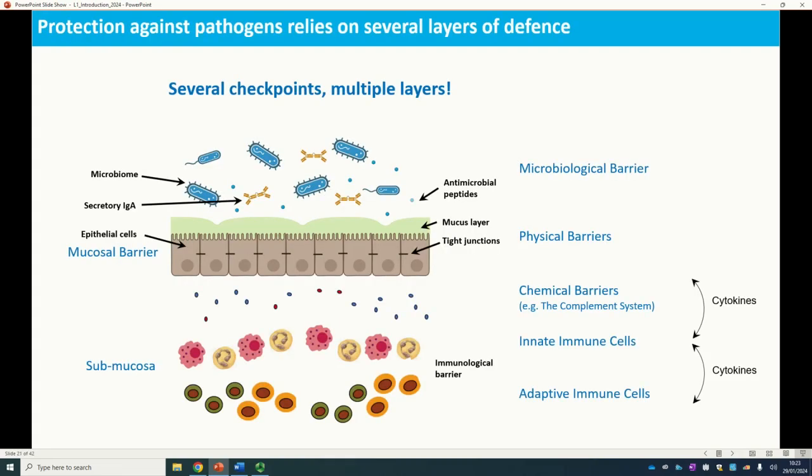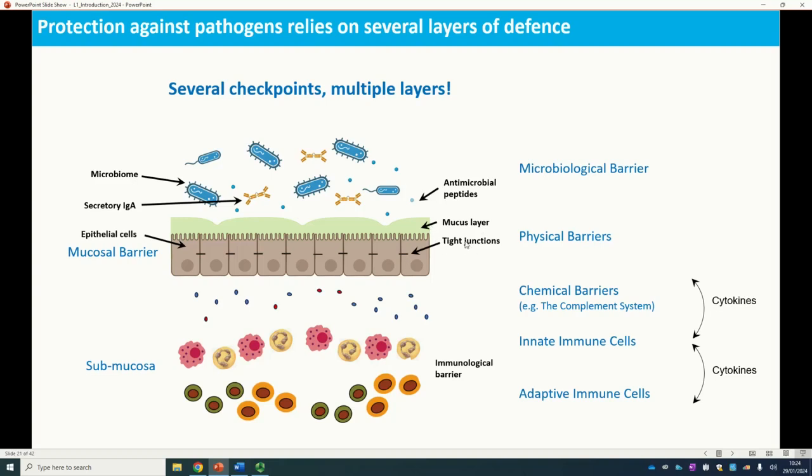So we look at the layers of defense, and this is looking at the gut mucosa as an example. We have a variety of different layers of protection and a variety of different checkpoints. One of the first barriers that we might have is our microbiome, so our microbiological barrier. You can imagine that if we have healthy commensal bacteria, that prevents pathogenic bacteria from getting a foothold. We also have physical barriers, so we'll have our epithelial cells with the tight junctions, knitting them together. We also have a layer of mucus that provides protection. And in the gut, you also have secretory antibodies as well that play an important function.